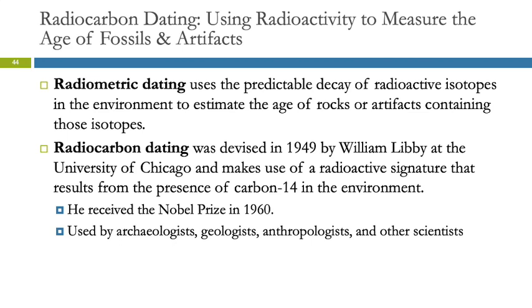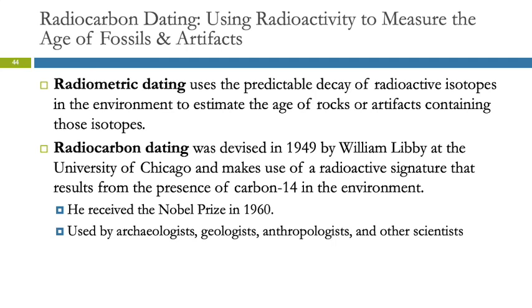So radiocarbon dating, you may have heard of this. This is a radiometric dating technique. It uses the predictable decay of radioactive isotopes in the environment to estimate how old something is. We can do this with formerly living organisms. We can also do this with rocks. There are different types of isotopes that are used for different processes.